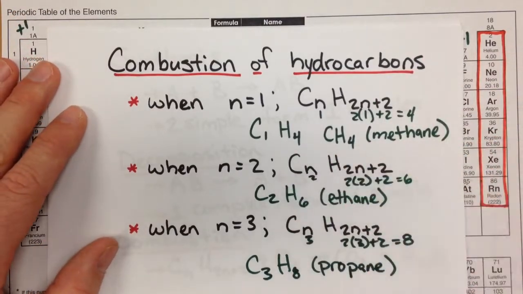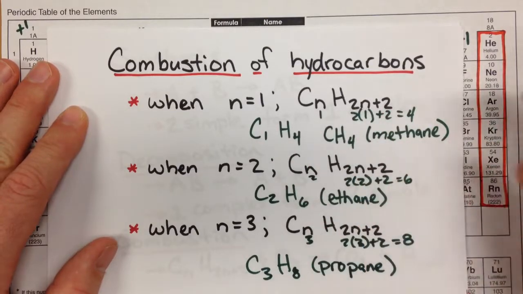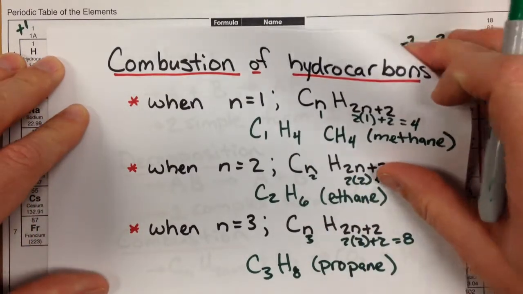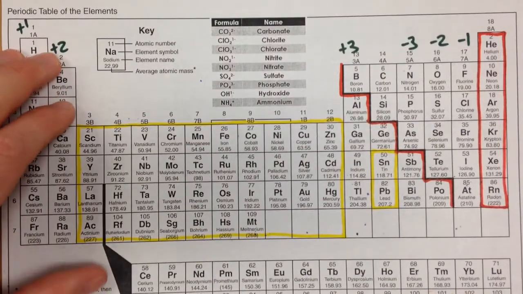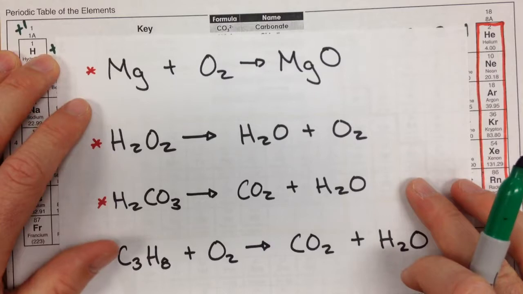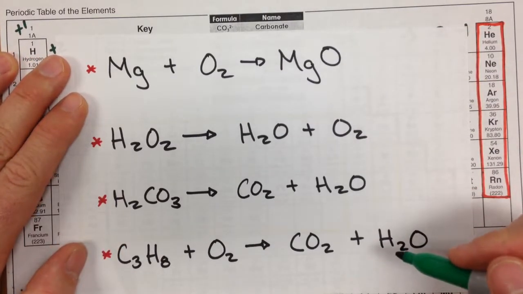This is where those subscripts come from. These formulas, N and 2N plus 2. All right. So now let's take a look at a few example problems where we want to identify the type of reaction for each one of these 4 reactions.